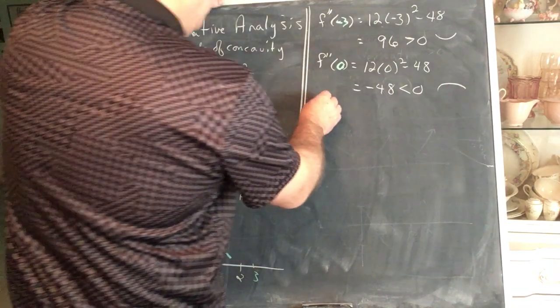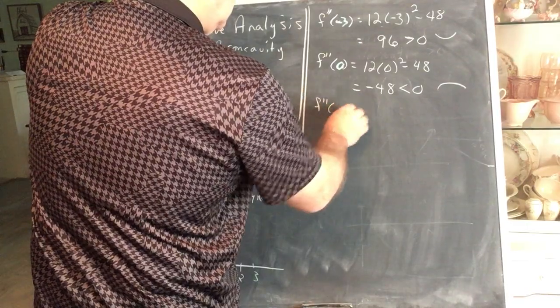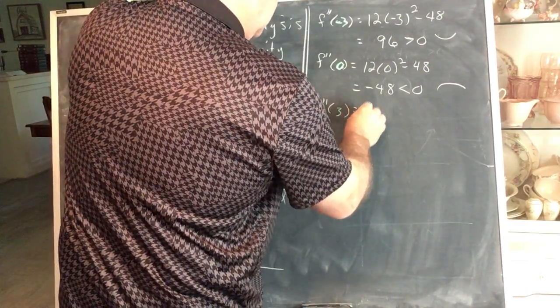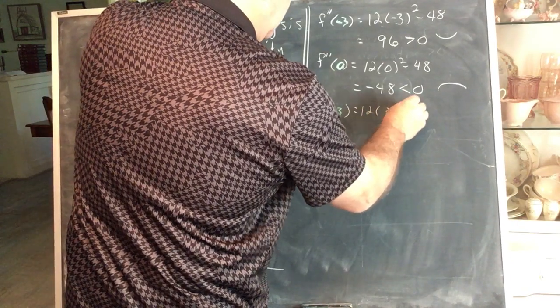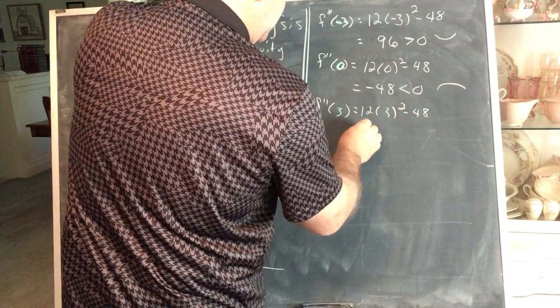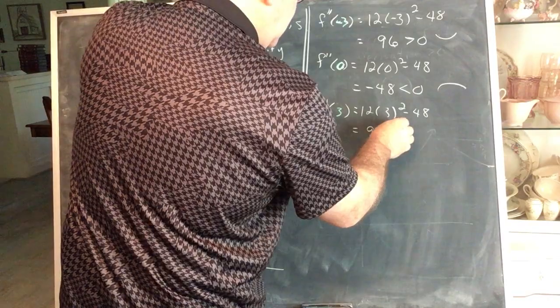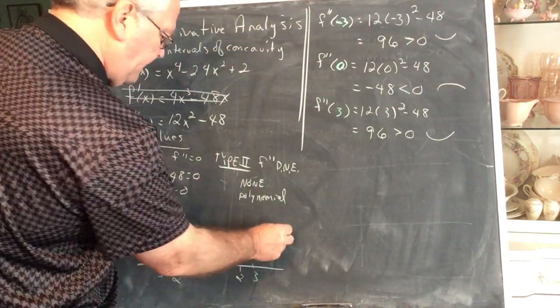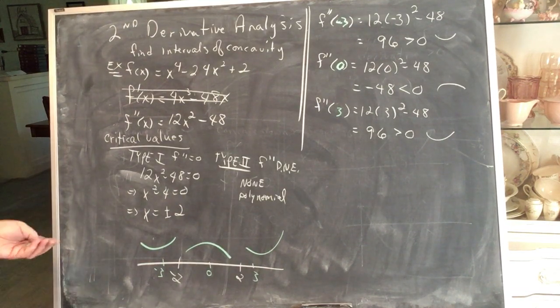And then same song, third stanza. So this is 12 times 3 squared minus 48. It's not too hard to see, that's also going to be 96, which is greater than 0, so the curve is concave up.